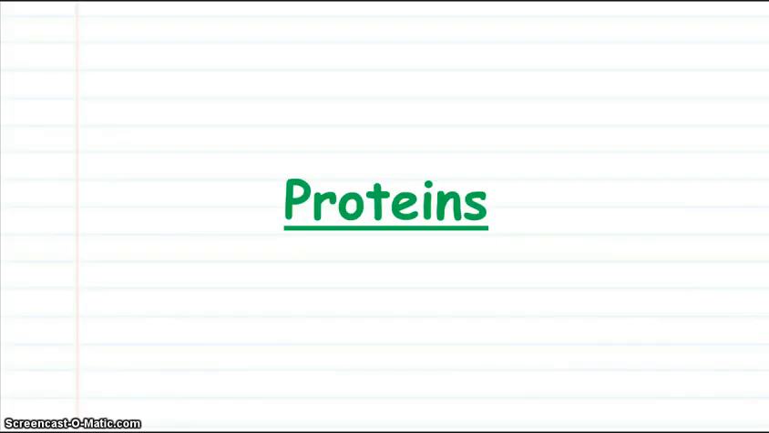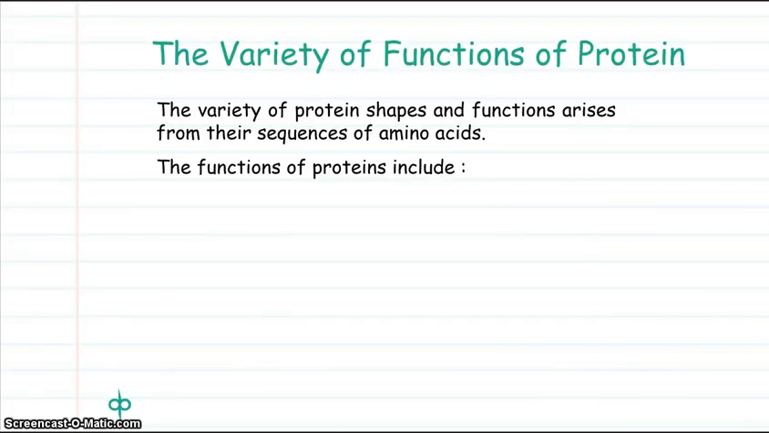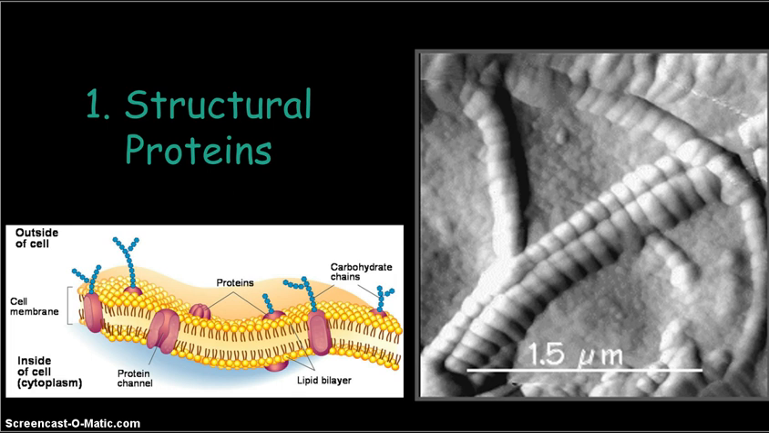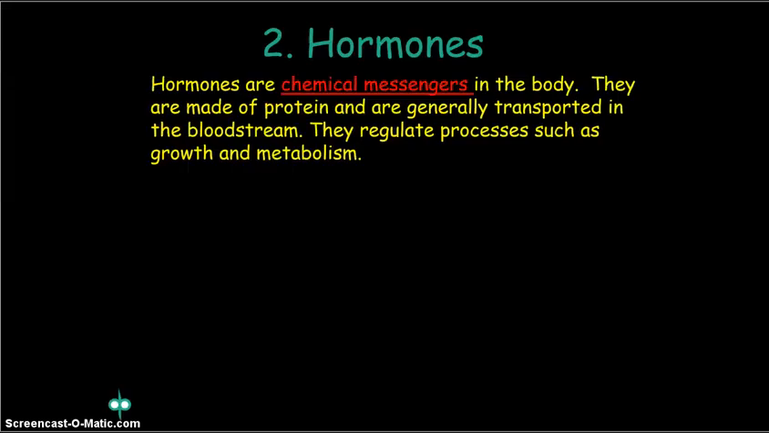Now, if we have a look at those proteins themselves and the variety and functions of proteins, the variety and function of proteins depends on the sequences of amino acids and the shape of the protein molecule that is produced. The different functions of proteins include structural proteins, hormones, antibodies, receptors, and enzymes. We find structural proteins within the cell membranes and in places like the skin, the hair, and the nails, such as fibrous proteins like collagen or keratin.